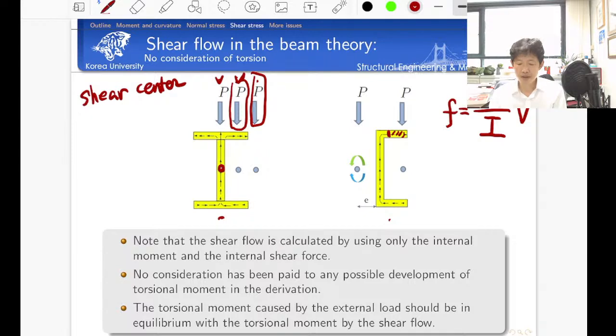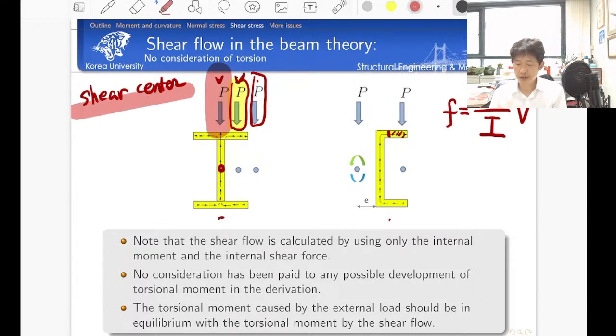So in that case, the force equilibrium in the sense of torsional moment is satisfied. But the problem is, if the load is applied here, the torsional moment caused by this loading is not equal to 0, but the torsional moment caused by the shear flow is equal to 0. Which means the force equilibrium is not satisfied. So not to produce any non-equilibrium torsional moment, we need to apply the load exactly at this point. This point is called the shear center.